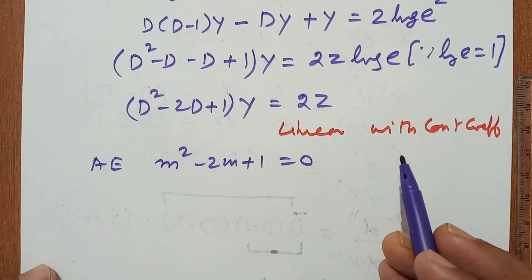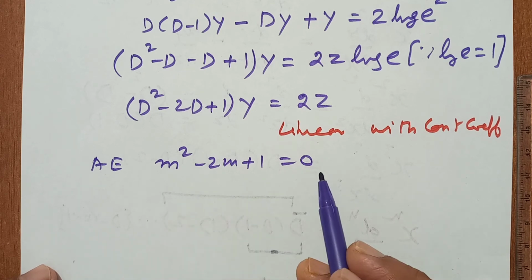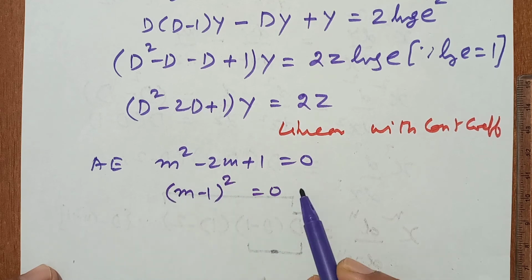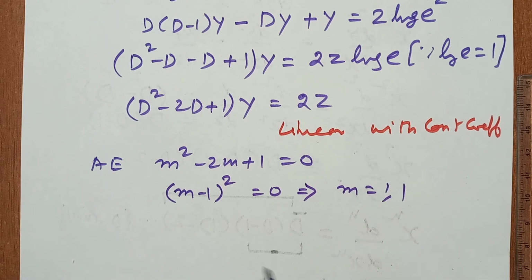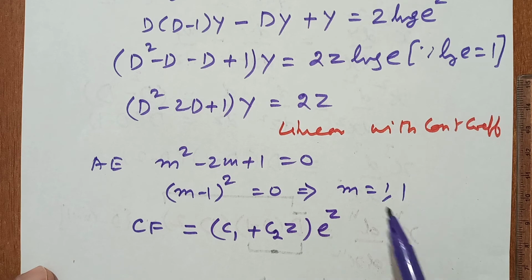Now the auxiliary equation is m square minus 2m plus 1 equal to 0. It means (m minus 1) whole square equal to 0, which implies m equal to 1, 1. It means both roots are equal in the auxiliary equation. As we know, the complementary function, if roots are equal, is (c1 plus c2 z) e to the power z.